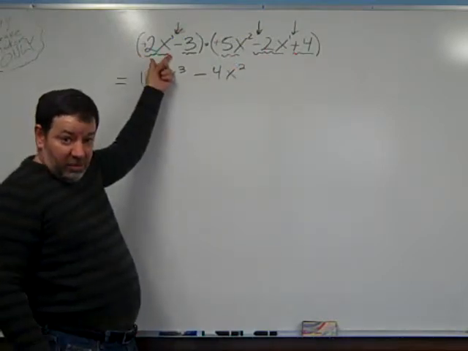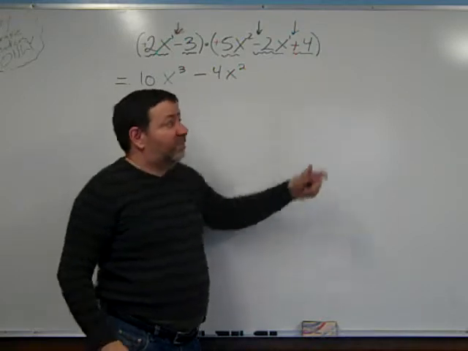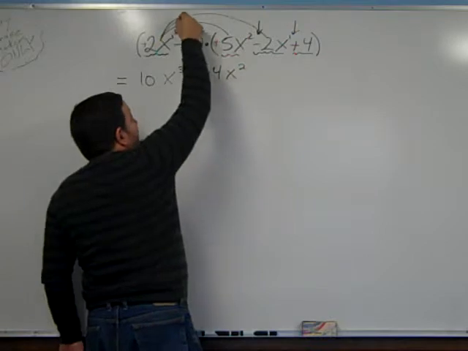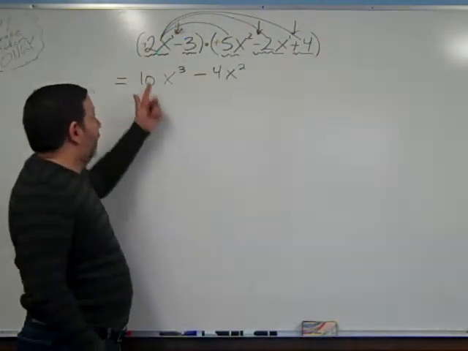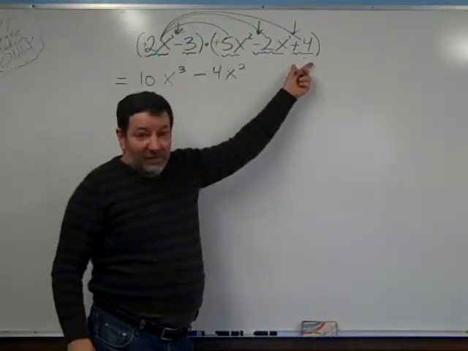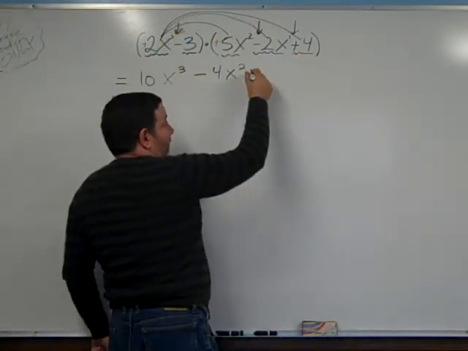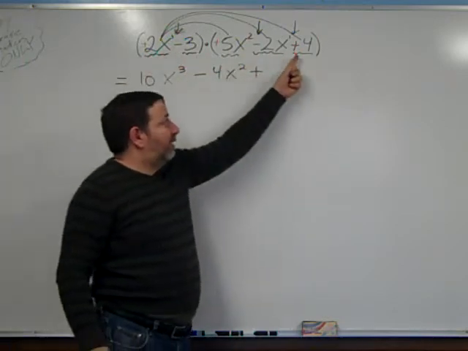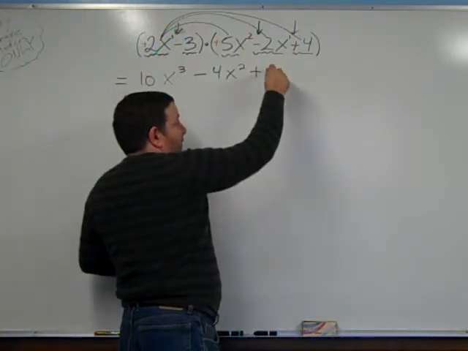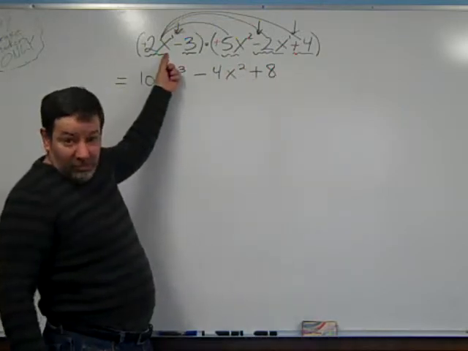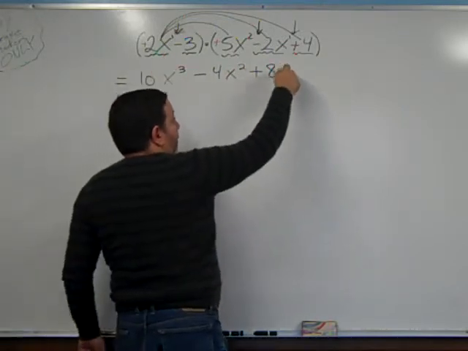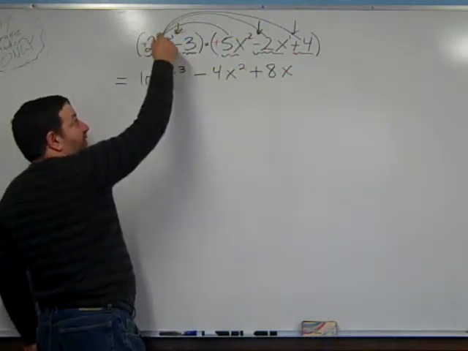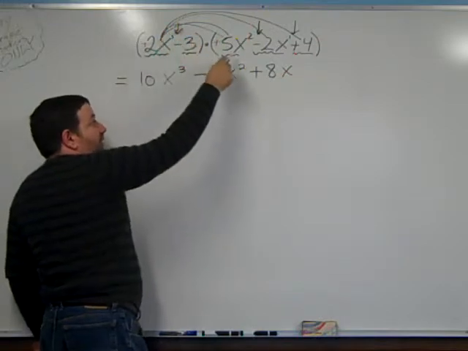Now we'll multiply the first term by the third term. We do the first with the first, the first with the second, the first with the third. A positive times a positive is a positive. This time we write down the positive, the plus. 2 times 4 is 8, times x is 8x.